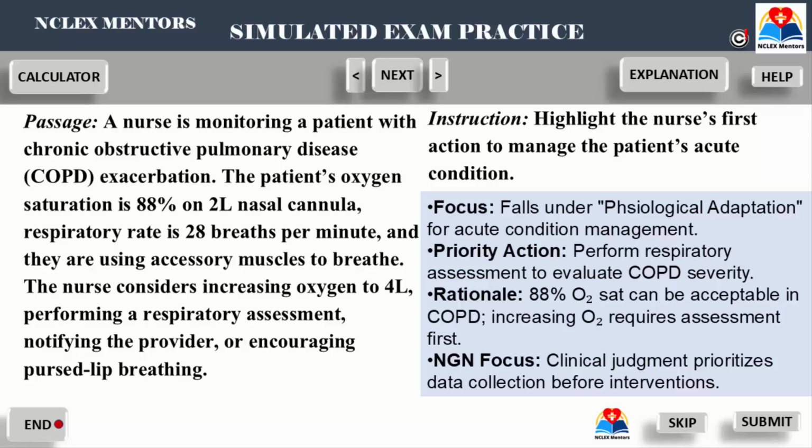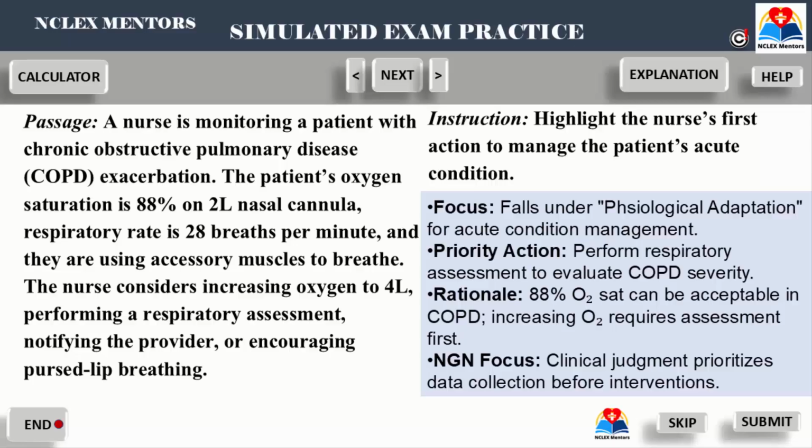Your patient is showing clear signs of respiratory distress. O2 sat is 88%, which is borderline for someone with COPD. Breathing is rapid. They're using accessory muscles. That's effortful breathing. But before you jump into action, you assess, because assessment always comes first. A good respiratory assessment would include listening to lung sounds, observing chest expansion, checking for cyanosis, and monitoring for changes in consciousness or mental status. This gives you the full picture so you can safely decide what comes next.